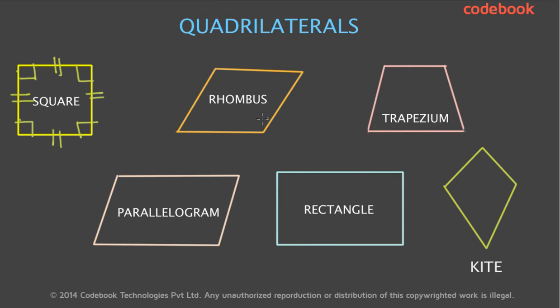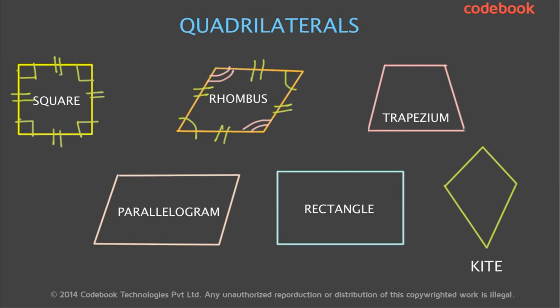The next figure we will look at is called a rhombus. A rhombus is similar to the square in terms of the sides because a rhombus has equal sides. But unlike a square, a rhombus may not have all the interior angles equal to 90 degrees. But a rhombus will have equal opposite angles. So as you observe, all sides are equal and the opposite angles are also equal.